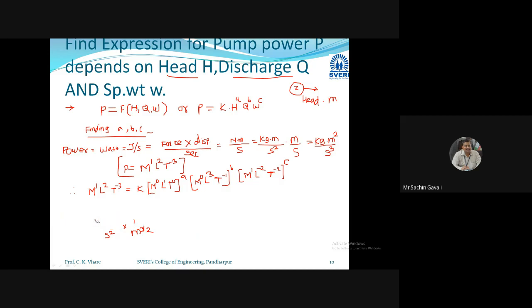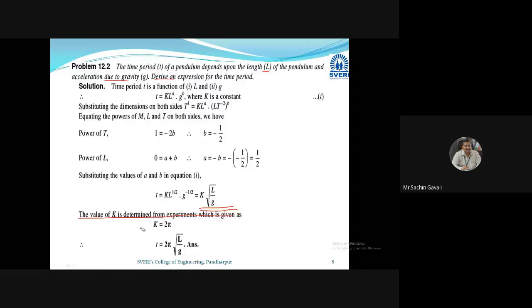Everybody understanding? Any mistake happened from my side in writing units, etc.? I will inform. Okay, so M raised to 1, L raised to 2, T raised to minus 3 is equal to K into M0 L1 T0 raised to A, M0 L3 T minus 1 raised to B, M1 L minus 2 T minus 2 raised to C. Understand? Please write and say yes and over. Out. 1 minute.